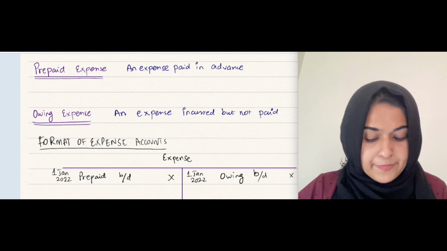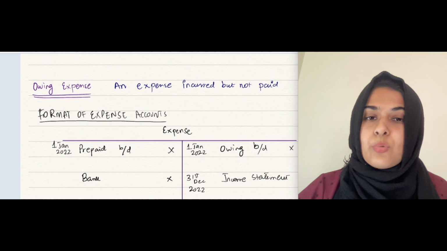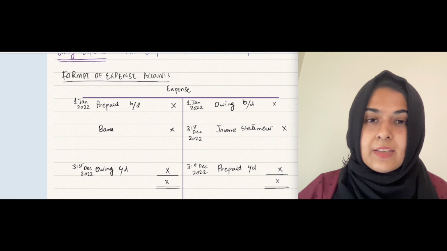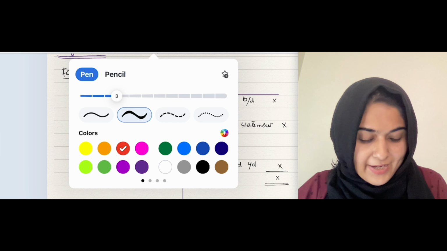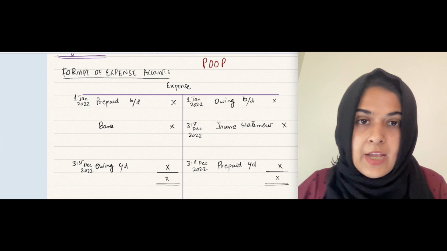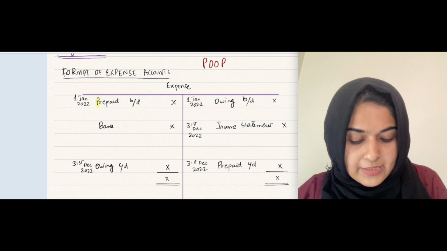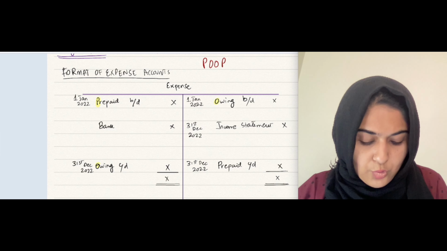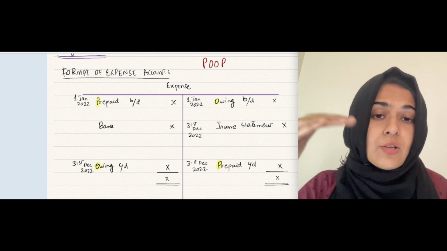Okay, so what is a prepaid expense? What is an owing expense? That is done. What is an accounting year? That is done. Now we move on to the format of the expense account, and this is a very famous way to learn the format. Is basically you remember this word POOP. So POOP, how do we apply this word to the expense account? This is prepaid, this is owing. So PO and P. So prepaid brought down, owing carried down, prepaid carried down.